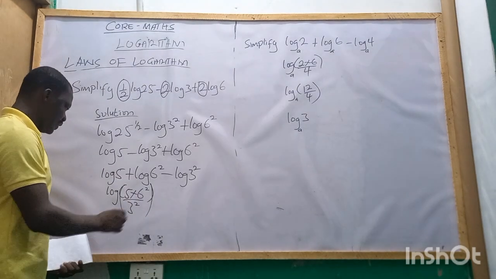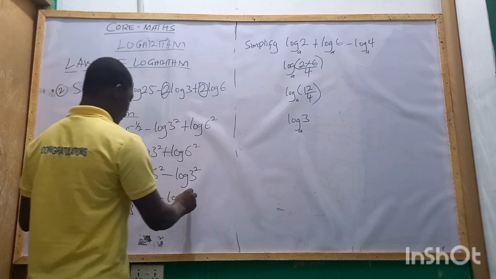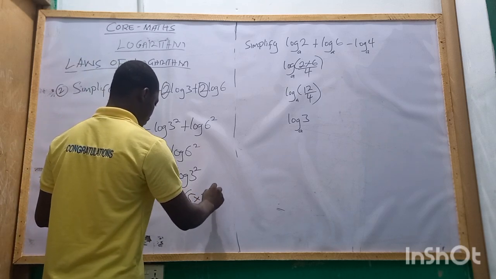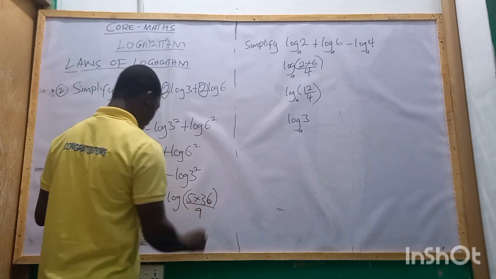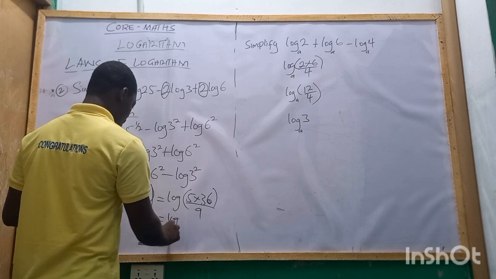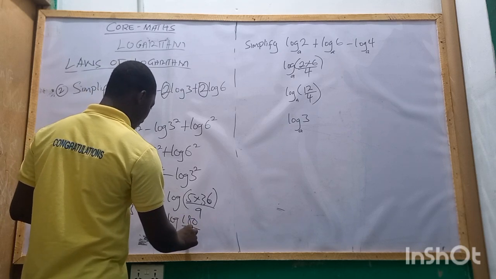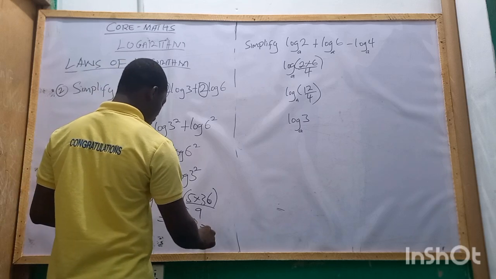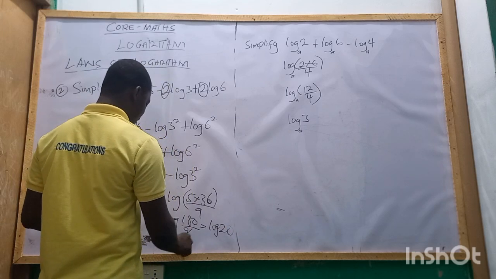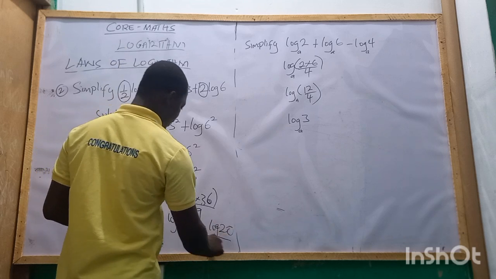Right. So here I'll get the log of 5 times 36 all over 9, which will be log of what? 180 all over 9, which will be log 20. Now divide 1 to divide here 20. So this is my final answer.